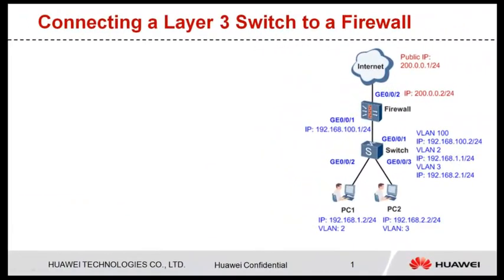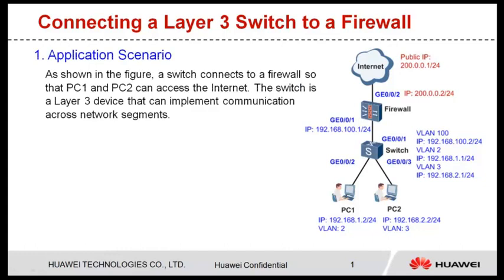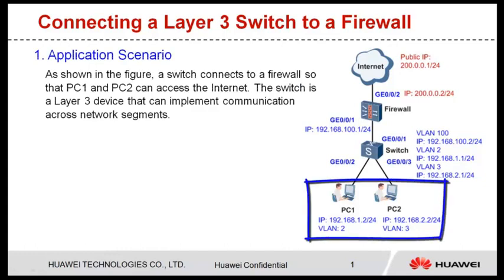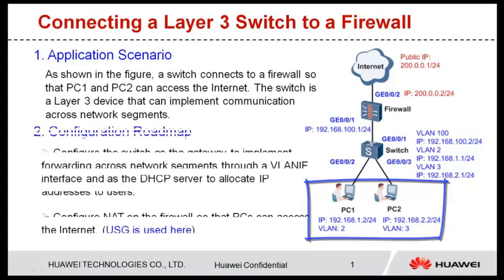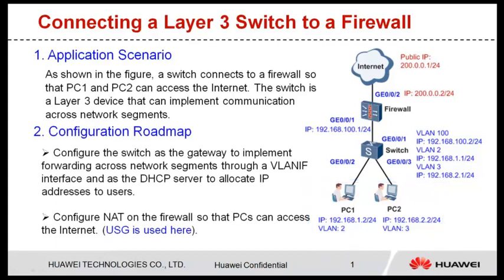Hi everyone! I'd like to show you how to configure a Layer 3 switch and a firewall when PCs access the internet through the Layer 3 switch and firewall. As shown in the figure, PC 1 and PC 2 access the internet through a switch and a firewall. The configuration roadmap is as follows.